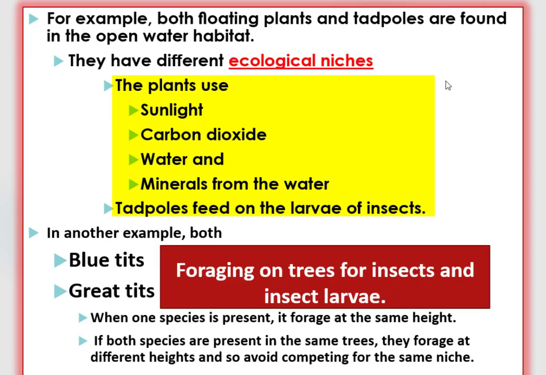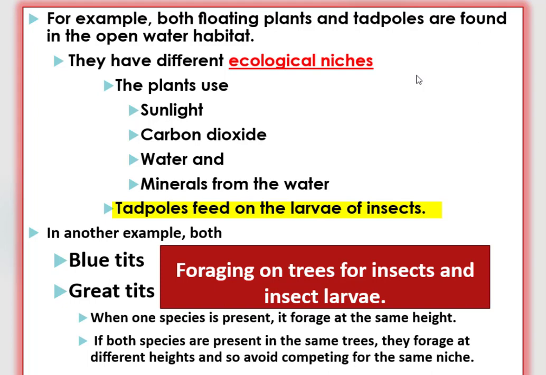Another example, if both floating plants and tadpoles are found in the open water habitat, they make different ecological niches. That means plants use or demand sunlight, carbon dioxide, water, and minerals from the water, whereas tadpoles demand larvae of insects. Since these two groups of population have different ecological niches, they can survive or share the same habitat, that is open water.